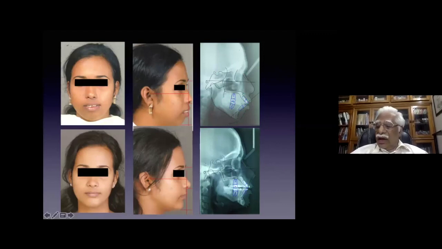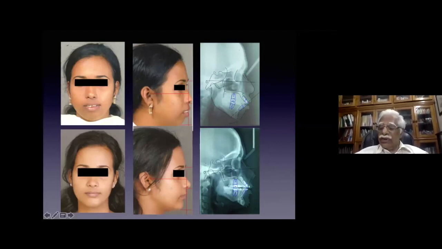When my hand touches this one, that is what happens. Okay, it's all right. And then she has dentoalveolar protrusion here, which can be corrected in 2 ways.